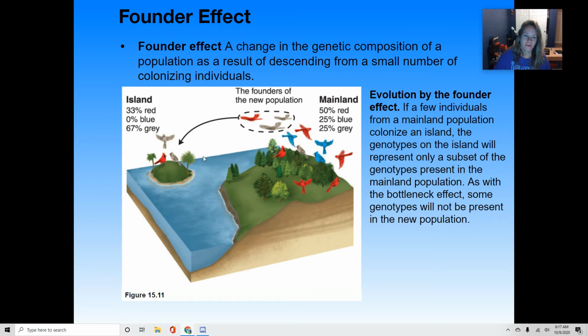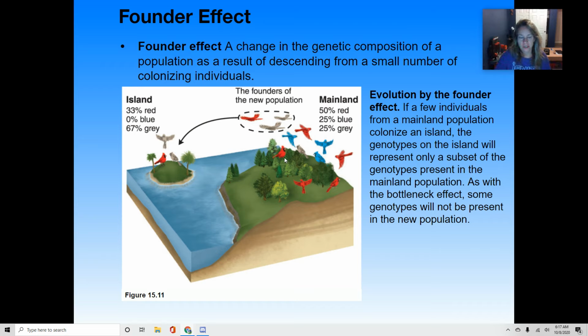But anyway, you've got an island out here, and notice how the bluebirds did not make it out there. Maybe they can't fly as far, so they're not going to populate that island. You've got the white and the red that are flying out there, and so this island is going to have a different genetic makeup and diversity than this island. That's the founder effect, and this could cause a bottleneck effect.